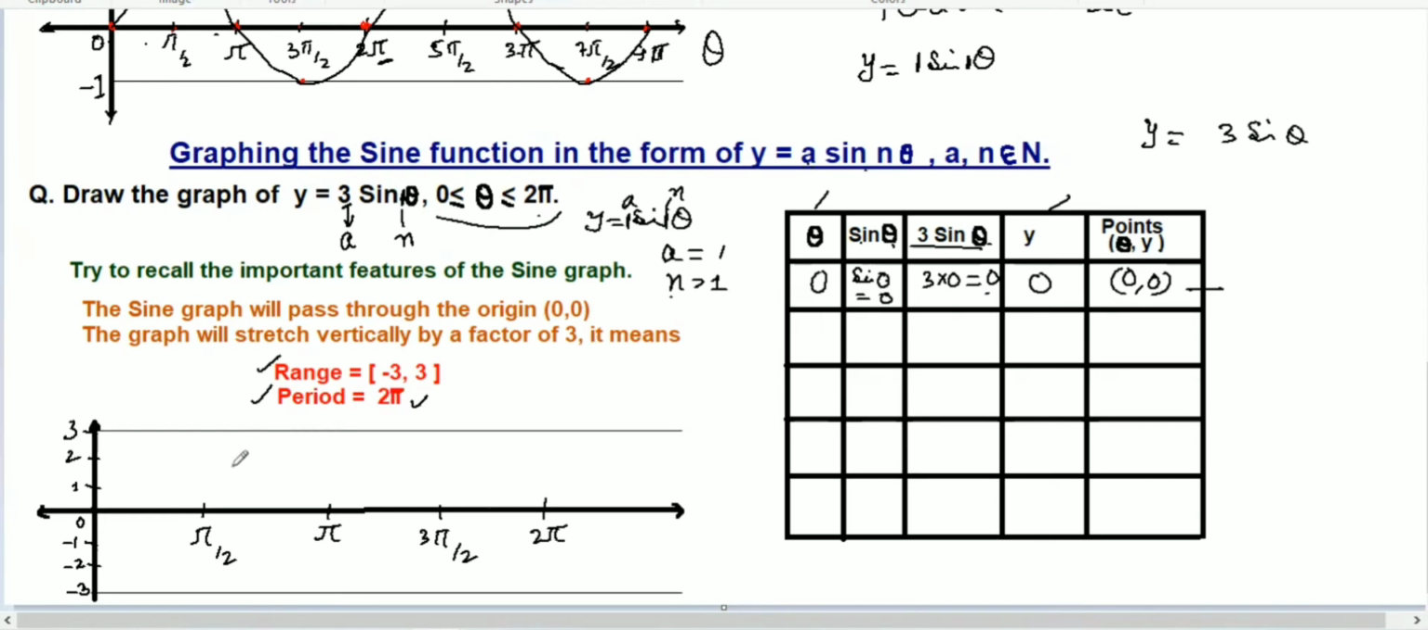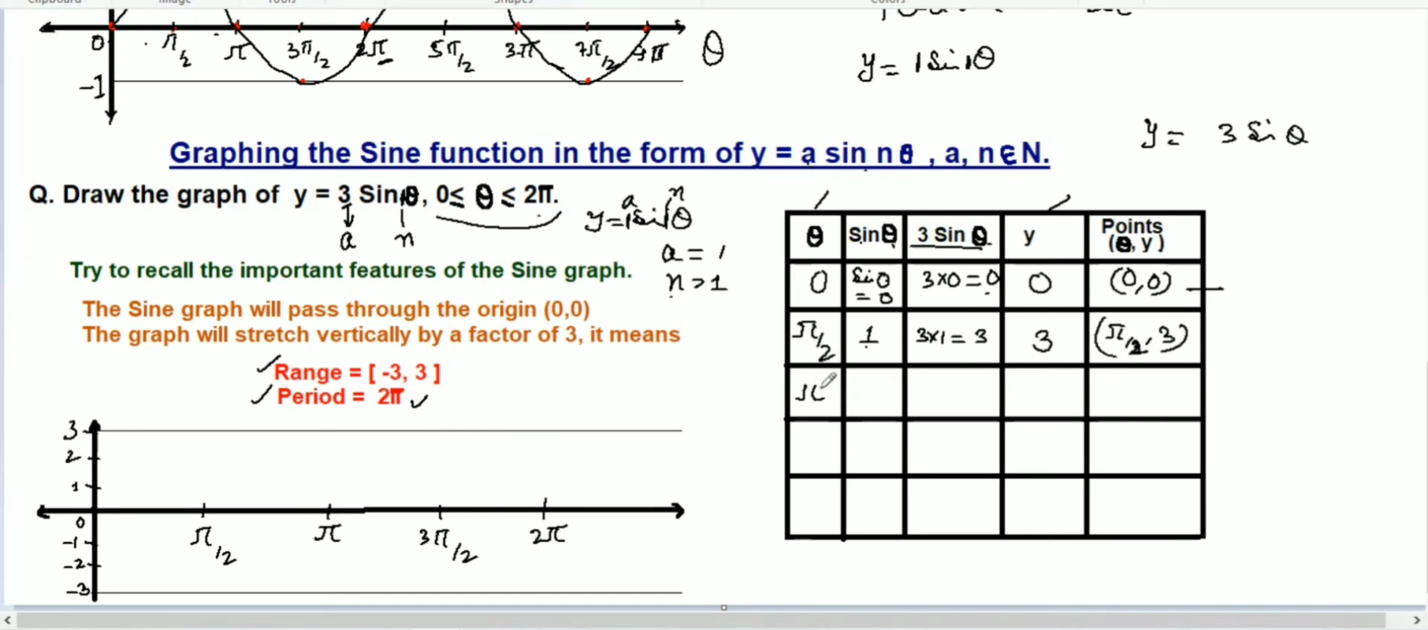Now after this we take pi over 2. Then we need to know sine of pi over 2. If you go to the calculator and find sine pi over 2, you will get 1. Then 3 multiplied by sine pi over 2, which is 3 multiplied by 1 equal to 3, so the y value is 3. The coordinate point is pi over 2 and 3.